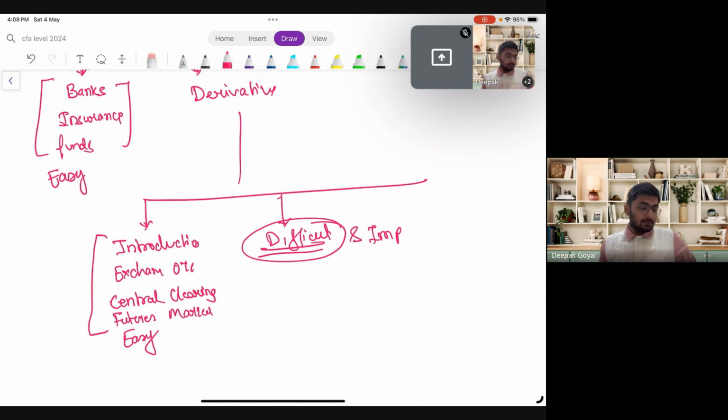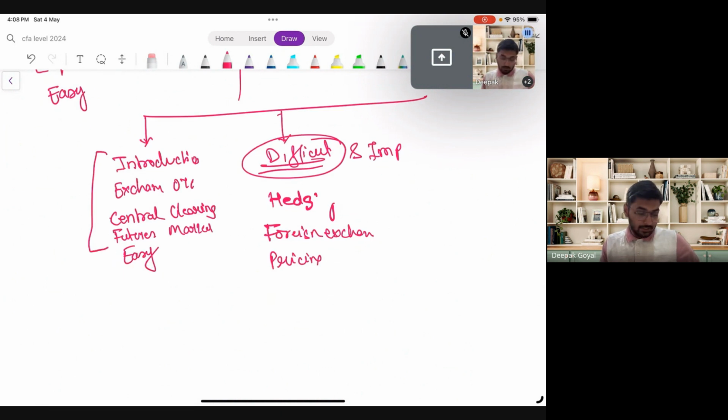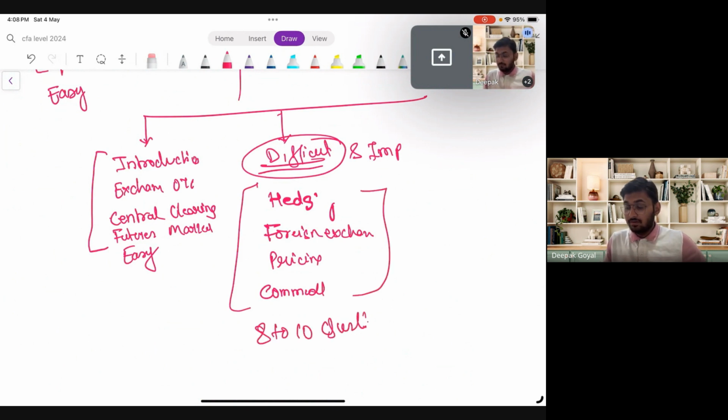Okay. Number one is your hedging. Hedging. Then you have foreign exchange. Foreign exchange. Clear? Then you have pricing of forwards and futures. Commodity. You can expect 8 to 10 questions. Straightforward. Difficult and important. Now, why am I telling you this? Because you should know where you are going to put your efforts and your time. Clear? Otherwise, you will feel very distributed.